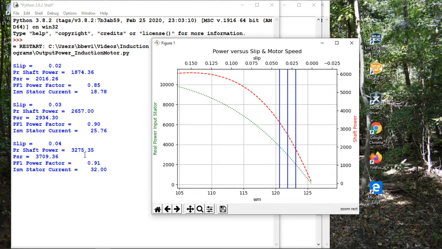And if we go to 0.04, here again we get a higher power factor, and the stator current has gone up even more, up to 32, almost double, but we're getting more power. Now, if you multiply these powers by 3, that'll be the total power available to turn the load, but we're working on a per phase basis here.